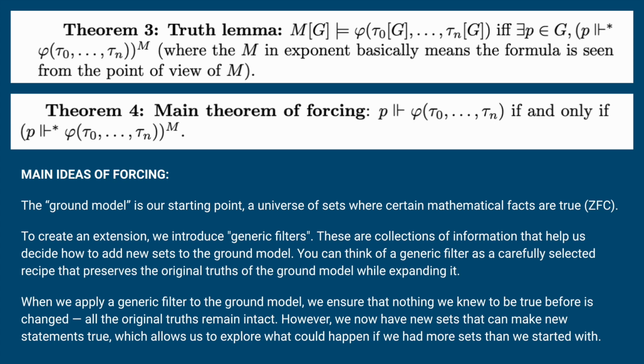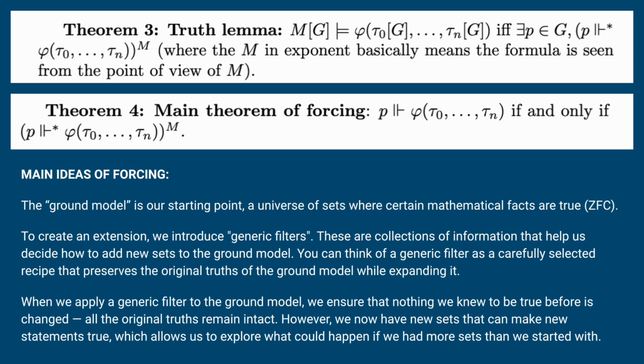And finally, theorem number 4, which is arguably the most important, especially in terms of the intuition behind forcing, which is the main theorem of forcing. Basically, this theorem is relating the truth statements of our ground model and our extended model. So this theorem is stating that a condition small p in the forcing notion, capital P, forces a particular formula phi involving P-names to be true in the extended model if and only if from the ground model M the condition p is seen to force phi to be true in any generic extension containing p. So it relates the truths in the ground model and the extended model.